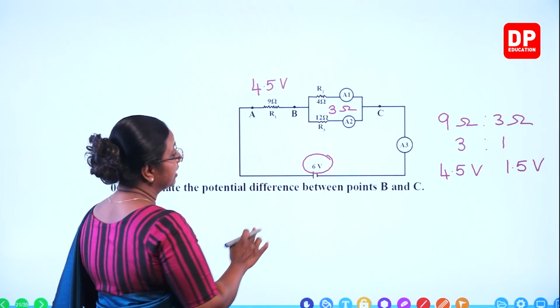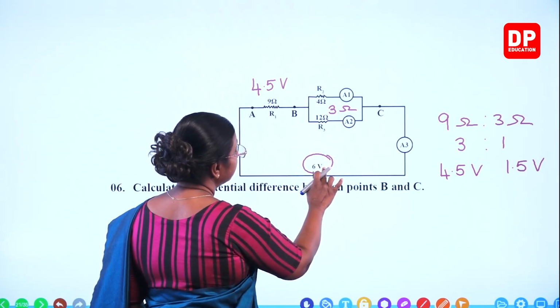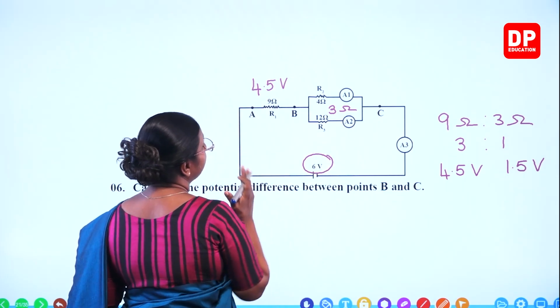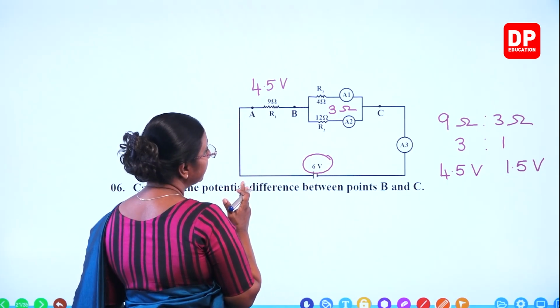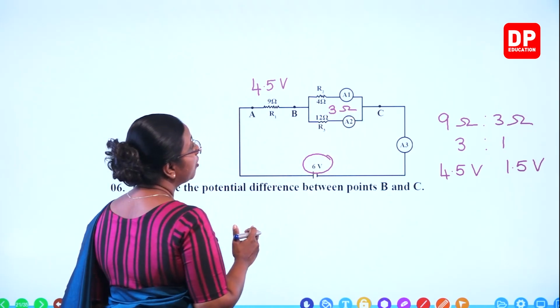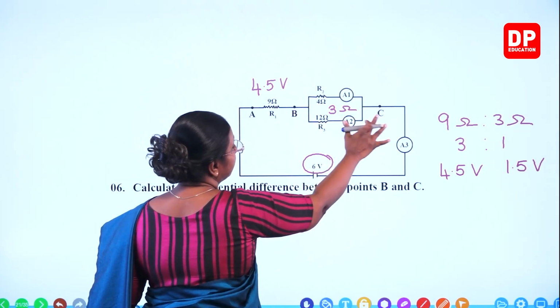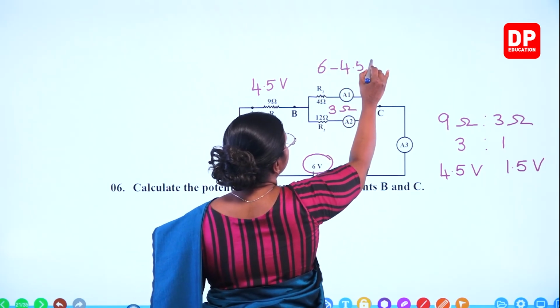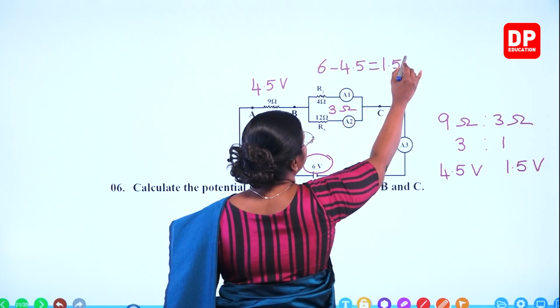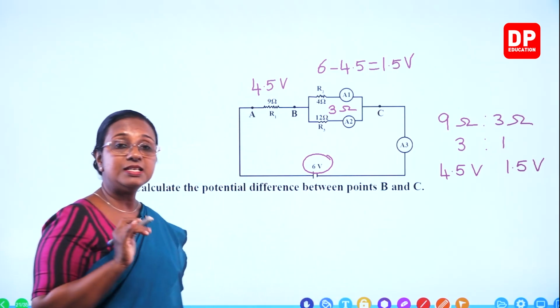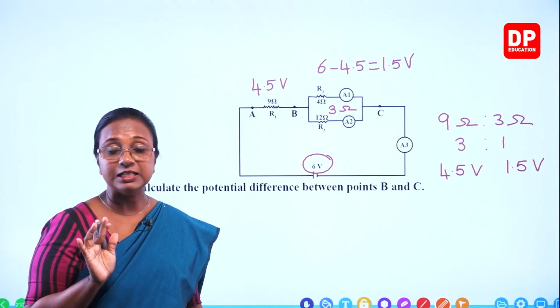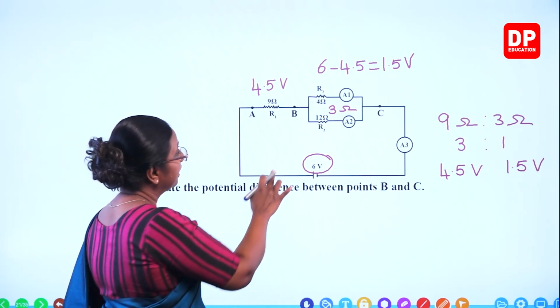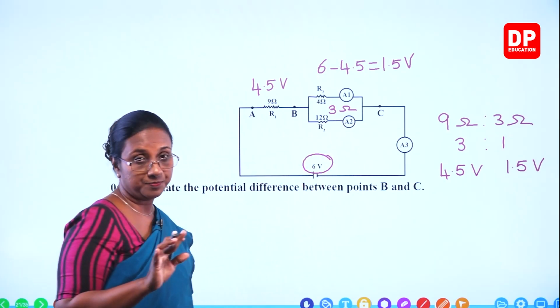Or else you can see, 6 volts is here. Out of that 4.5 has to go to R1. The rest will be for this component between B and C. So 6 minus 4.5, we calculated it as 1.5 volts. That is one method of calculating the potential difference between B and C.